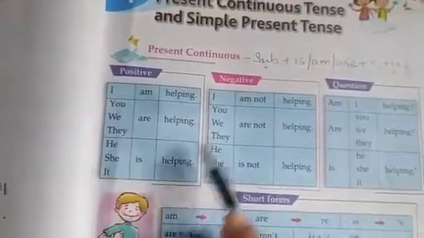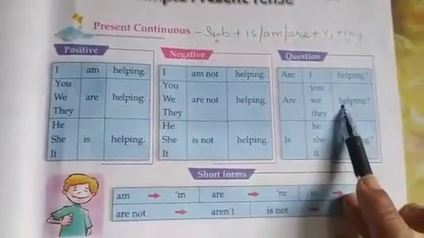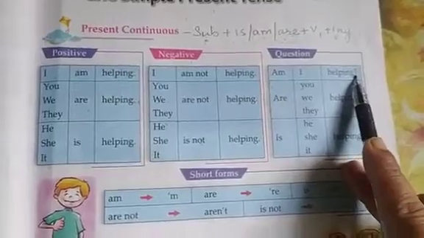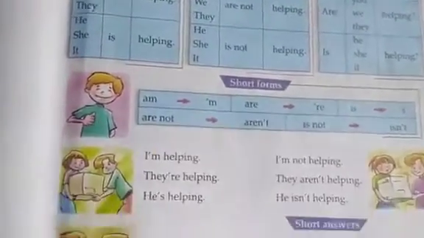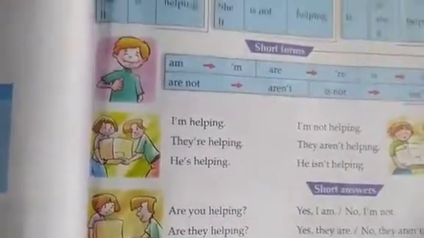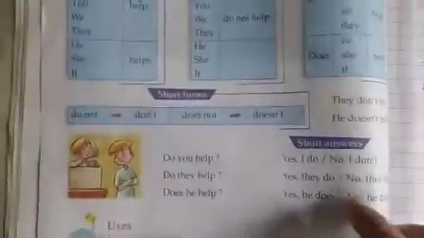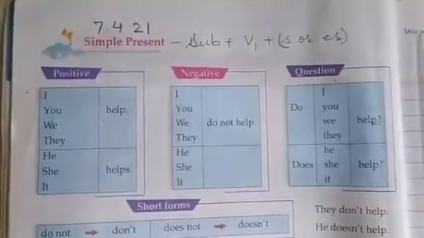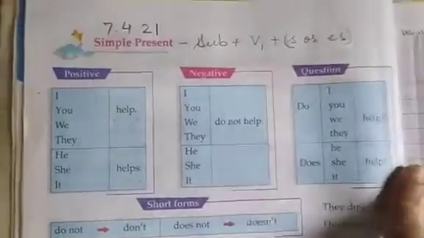So this is for positive sentences, then this is for negative, and this is for interrogative sentences or the question sentences. Interrogative and question sentences have a question mark at the end. Please take care of this. This was about present continuous tense. Present continuous tense is used for describing any action that has been started in the present time and is still going on. For example, I am reading. So I have started and I am still doing reading.